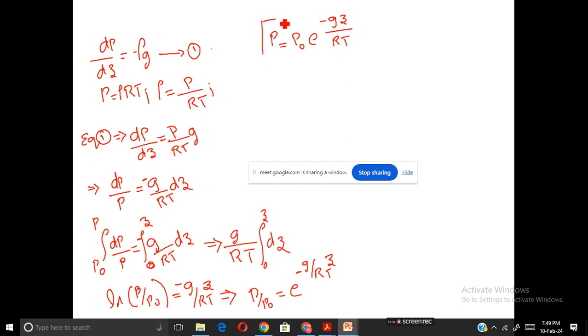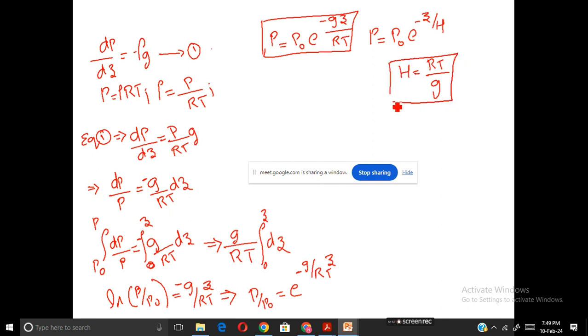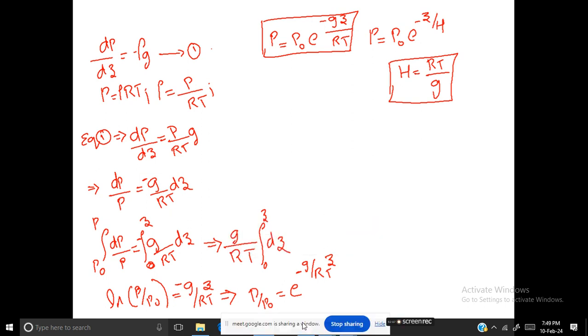So this was the equation that we have been using so long. That's just basically P is equal to P0 e raised to minus z by H, where H is equal to RT by g. So this is how we find scale height basically in an isothermal atmosphere. So we derived the equation that we have been using, how the pressure is changing with respect to height, P is equal to P0 e raised to minus gz by RT.